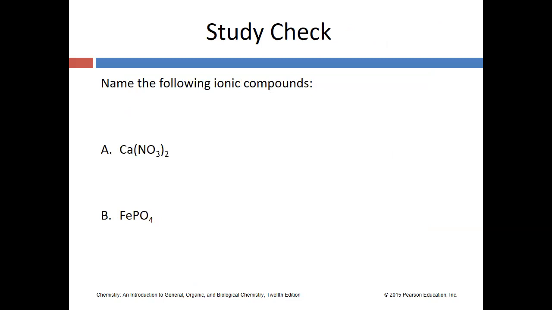All right, let's go the other direction then. Naming these compounds. For the naming of these, remember, we've got to reverse it to figure out what the ions are, and then we just name the two ions to get the name of the compound. So if I reverse this, I have calcium +2 and NO3 -1.